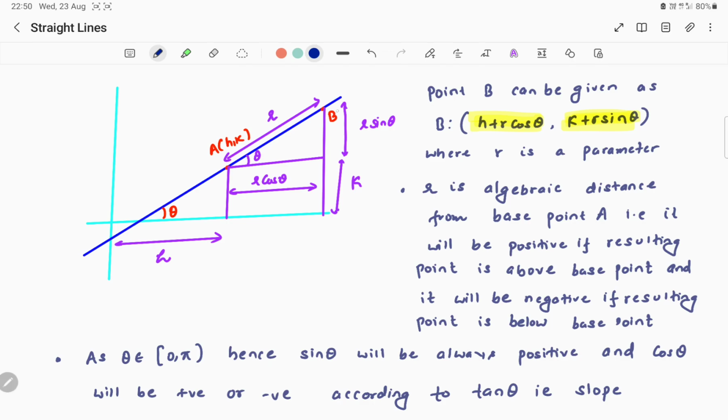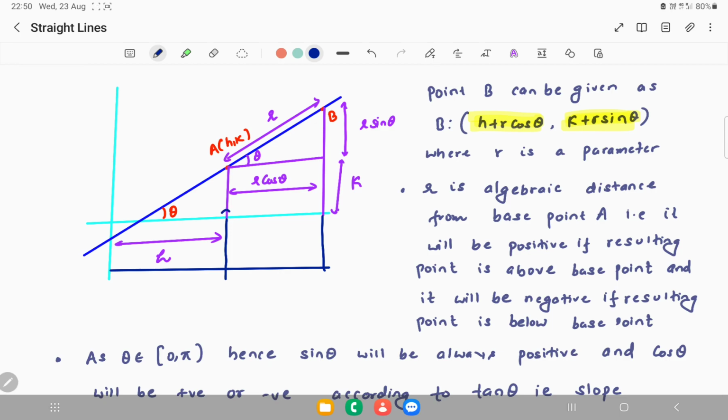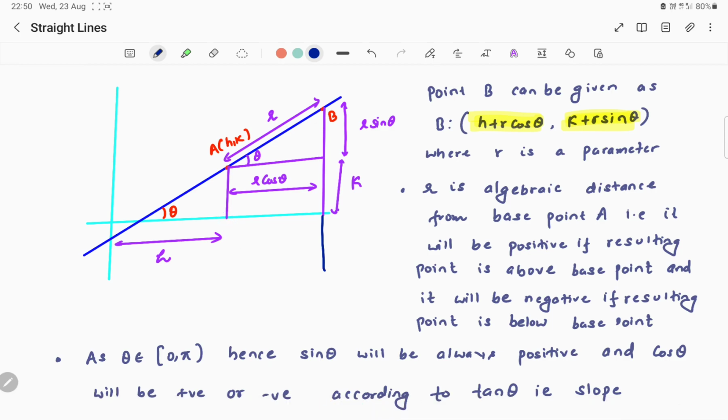So take a point A, and the slope of the line is known to us. We want to figure out the coordinates of any point B on this line. Let's find B's x coordinate. It is the distance from the y-axis. In that, there are two parts. This length is h, because on a vertical line the x coordinate remains the same, so this distance is h.